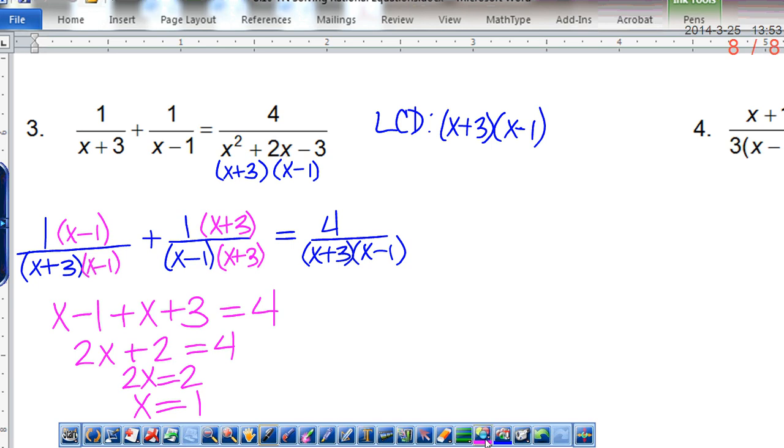No. If I were to take 1 and plug it in, say right here, or right here, I would get a 0 in my denominator. Anytime you try and divide by 0, your function is undefined. So what that means is that the solution, x equals 1, is an extraneous solution.